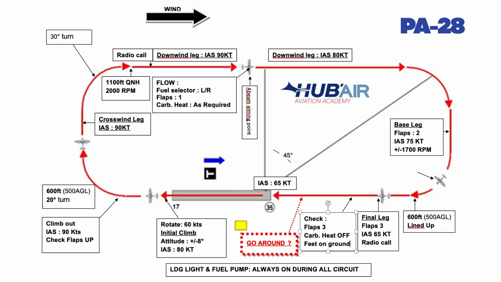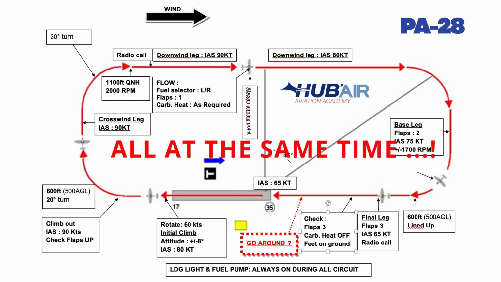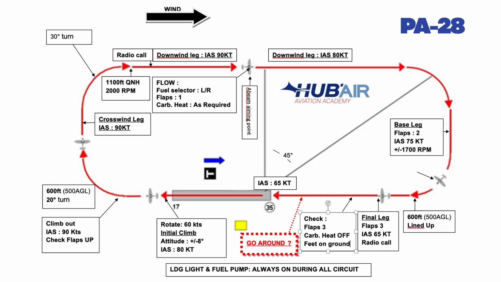Turn and reduce power simultaneously to maintain roughly 1,700 RPM, or even 1,500 RPM, and extend the second stage of flaps at the same time. It's important to perform all three actions simultaneously to avoid being too fast or too high on the base leg. Once established on base, your airspeed should stabilize around 75 knots.